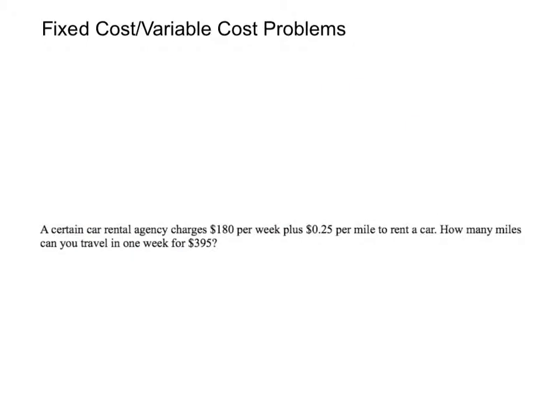Let's also look at fixed cost, variable cost problems. In a fixed cost, variable cost problem, you're going to have a fixed cost that will be the same no matter what. So that's just going to be a constant. Then you're going to add to that some variable cost. So some cost per item, per something. This something is always going to be your variable.